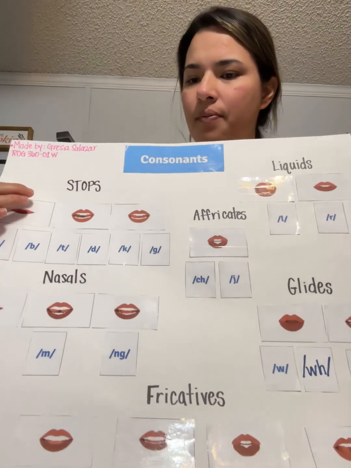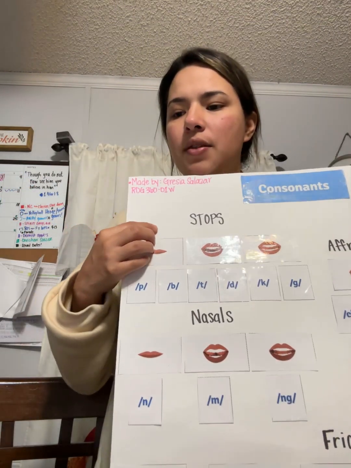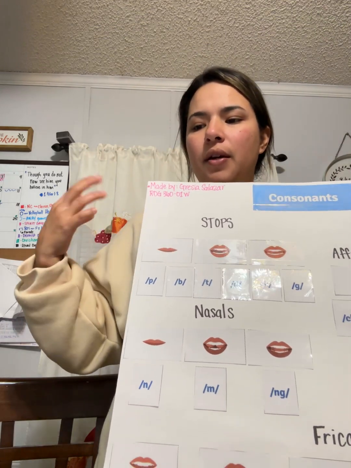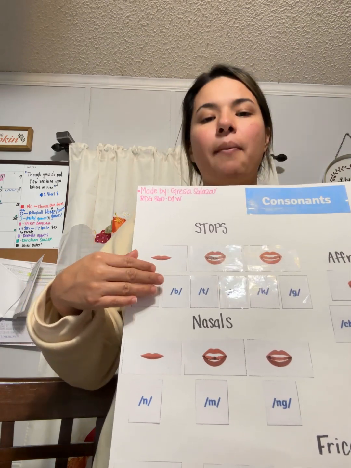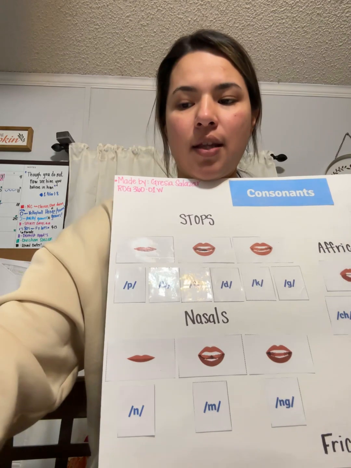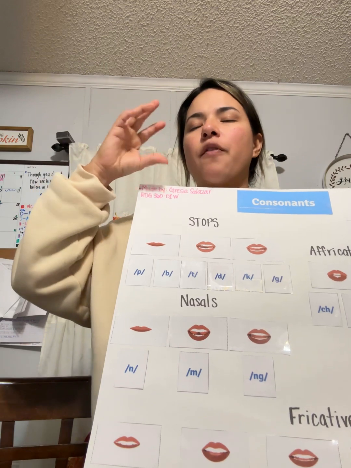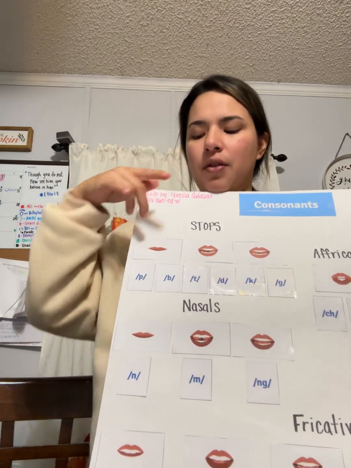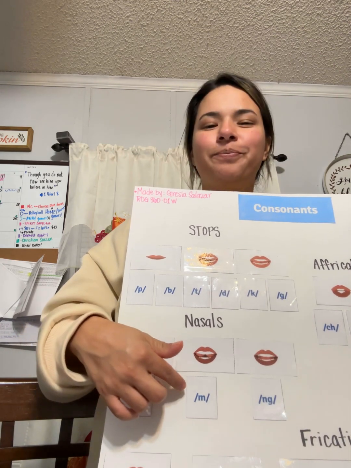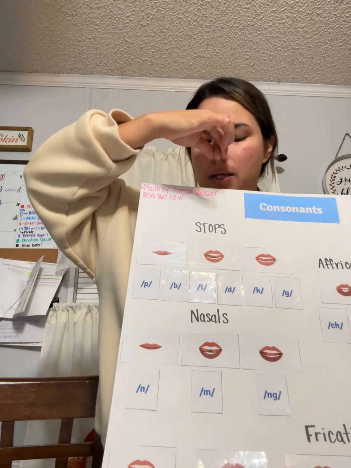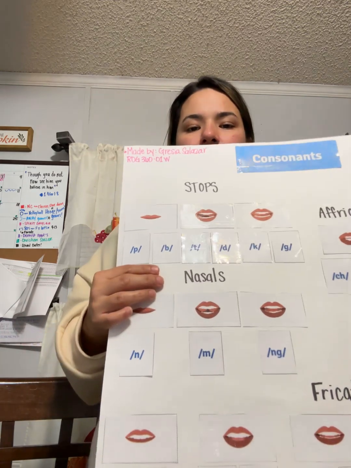So we start with stops, because with these phonemes the airflow is completely obstructed by the lips. P, B. Secondly, we have the nasals. Airflow is obstructed by the mouth and released through the nose. So if you were to cover up your nose, there's no more sound. So we know that these phonemes are definitely nasal.